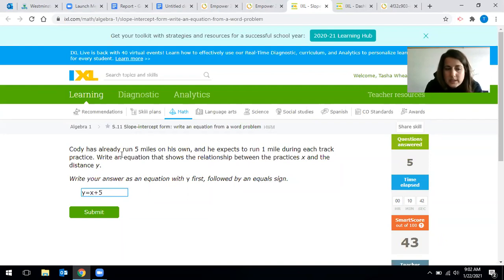So I'm going to replace m with 1 because the reason for that is I could replace x. Like if I said he has completed 6 track practices. Well, x is the number of practices that he's completed. So if you're asking how many total miles has he run, you could then do 1 times 6, which would give you 6 plus 5. So after 6 track practices, he should have run 11 miles.